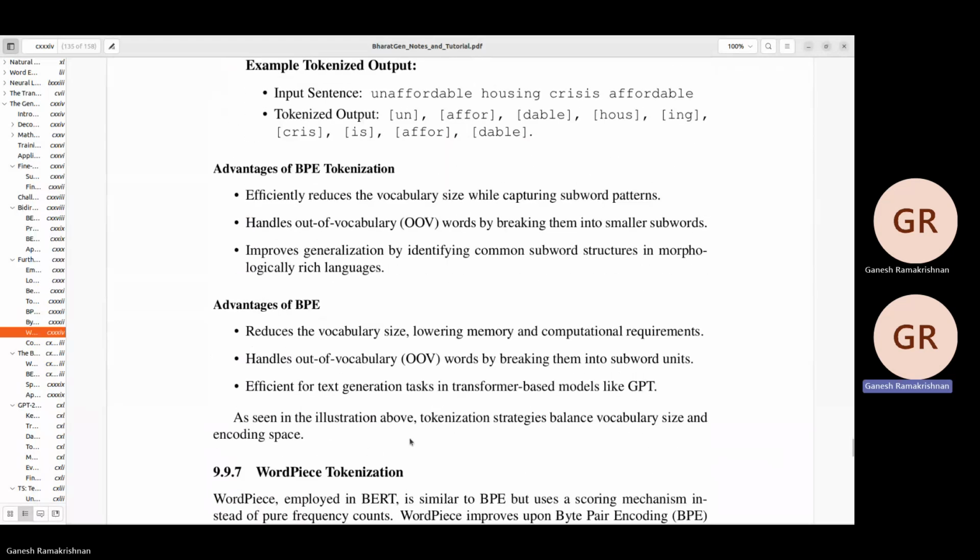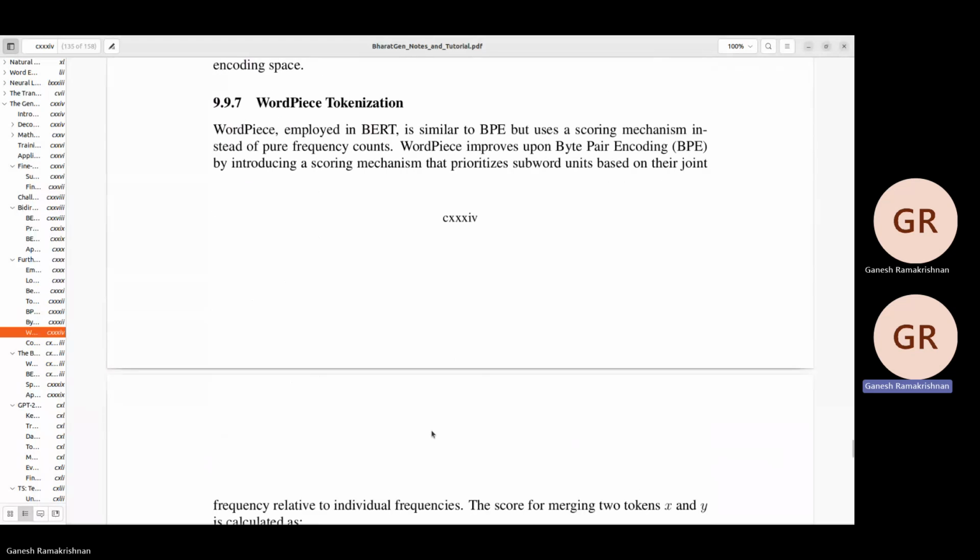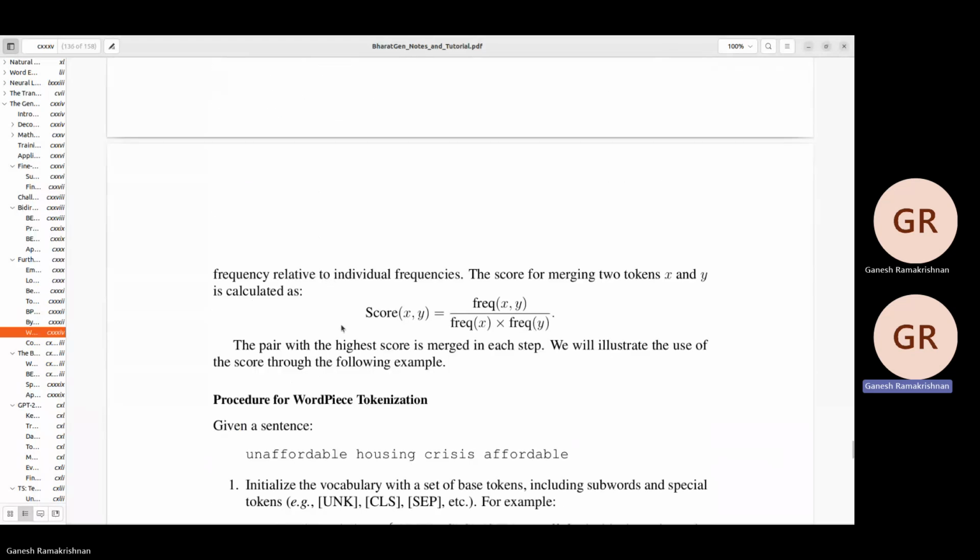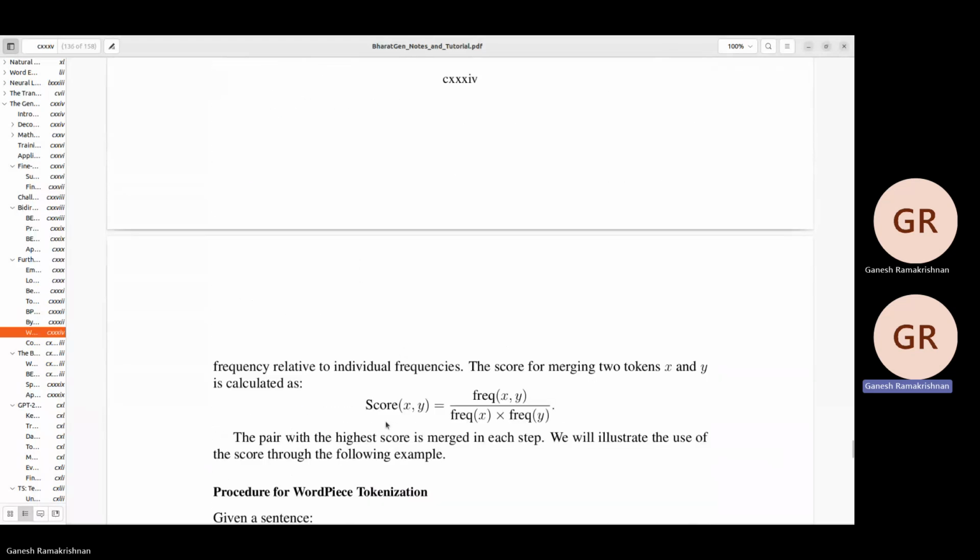But there are issues. There are multiple issues which other tokenizers try to resolve. For example, this WordPiece tokenization says it's not sufficient to look at the frequency of X, Y alone. You should look at the relative frequency. How frequent is AFF? So I want to look at some scores.